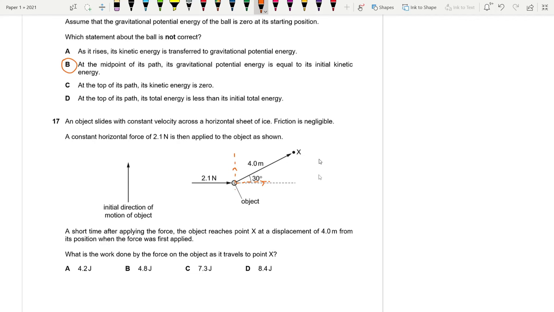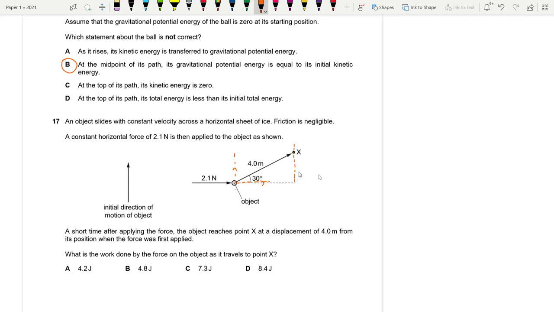A short time after applying the force, the object reaches point X at a displacement of 4 meters from its position when the force was first applied. What is the work done by the force on the object as it travels to point X? Okay, interesting. So basically, we are looking at the work done by the force, 2.1 newtons. So you can't look at vertical distance. Do you guys understand? You only need to look at horizontal distance.